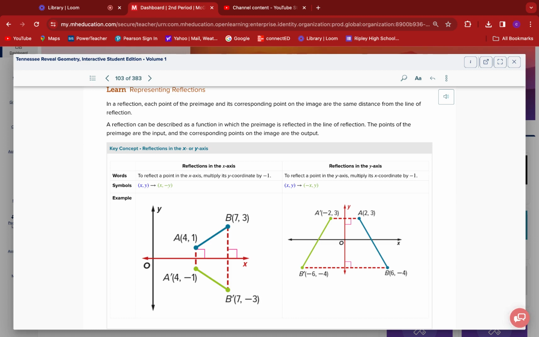If it was originally negative, you make it positive. Same thing for the reflection across the y-axis. The x changes signs. Again, it doesn't force it to be negative, you guys. What was negative becomes positive. What was positive becomes negative.